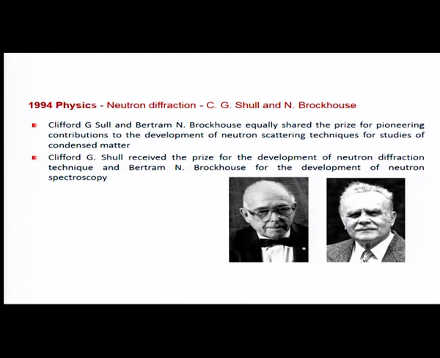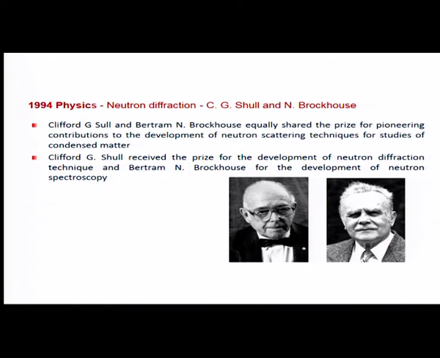The 1994 Physics Nobel Prize went to neutron diffraction. So far, we have been seeing X-ray diffraction. Instead of X-rays, they can use neutrons. Neutron diffraction can also be used in molecular structure determination if you want to locate hydrogen atoms exactly. So, this prize was shared by Dr. Shull and Brockhouse. Clifford Shull and Bertram Brockhouse equally share the prize for pioneering contributions to the development of neutron scattering techniques for studies of condensed matter.